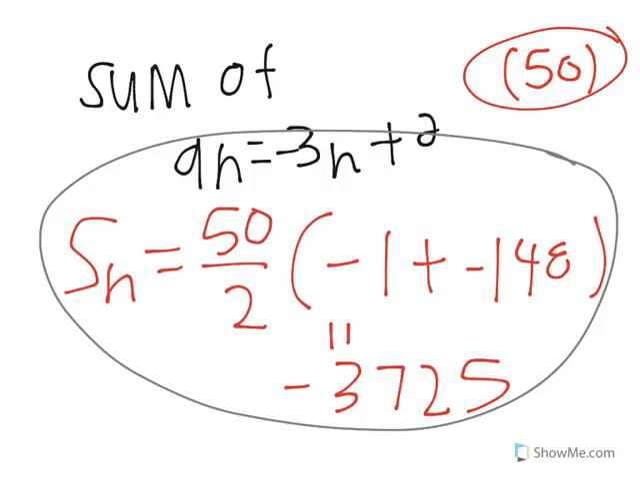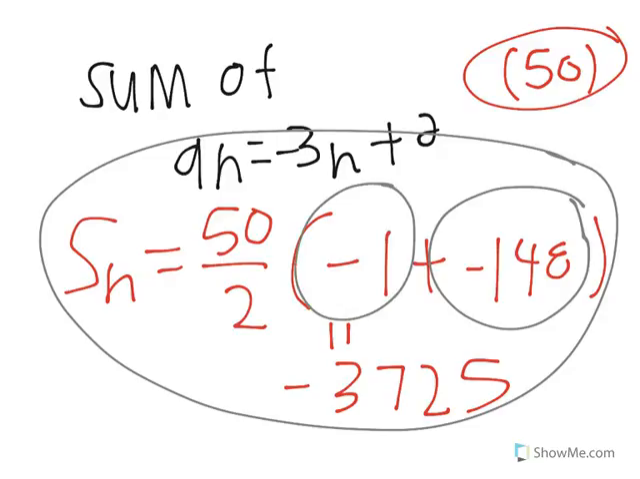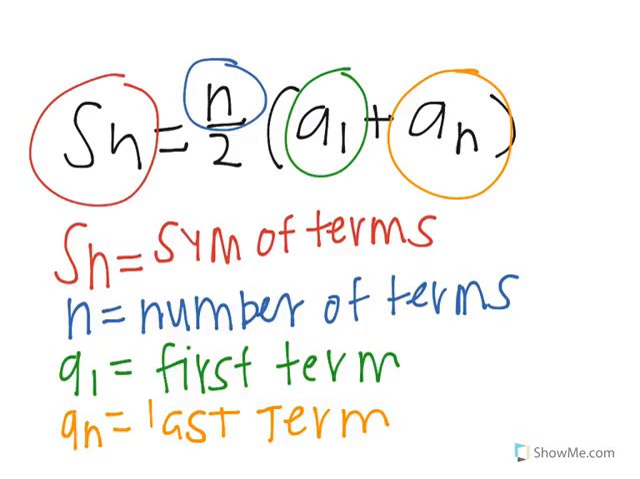But in order to find this, you have to find the 50th term and the first term. So that's the last term, and this is the first term. Because if you look back at right here, you have to find the last term plus the first term.